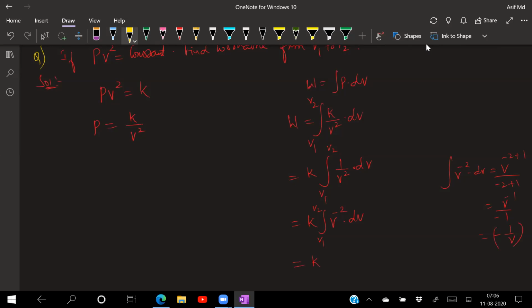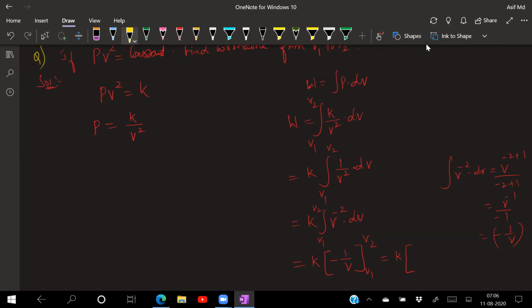So that is nothing but K into minus of 1 by V, with limits from V1 to V2. Now, simplifying, this becomes K into upper limit minus lower limit. Now see here, a minus sign is there. In order to remove the minus sign, what I can do is directly substitute lower limit minus upper limit.